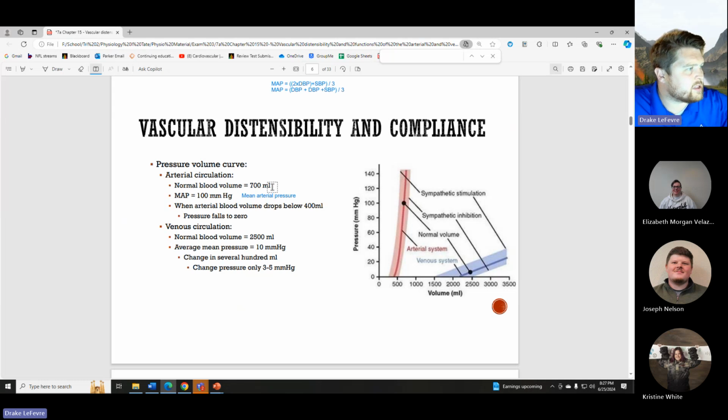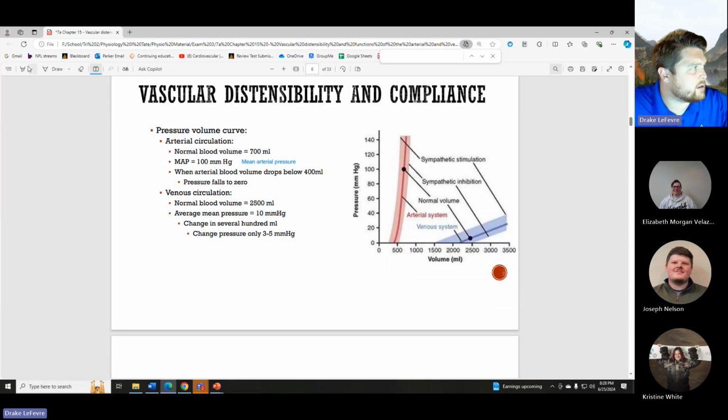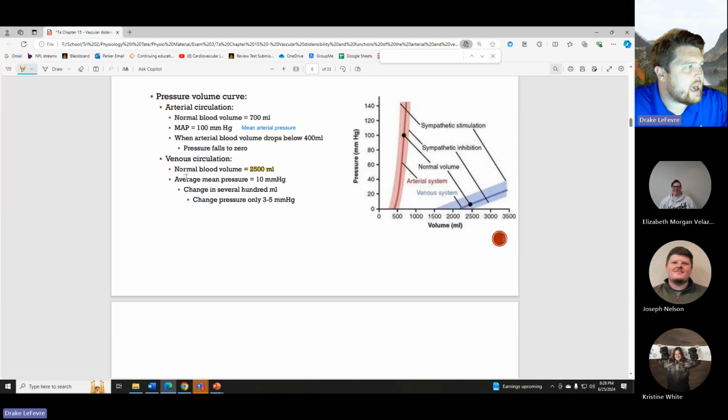So the normal blood volume is 700 milliliters. When arterial blood volume drops below 400 milliliters, pressure falls to 0, because if we have less stuff inside of the vessel, less stuff means less pressure. Venous circulation, again, has a whole bunch more blood compared to the artery side. Average mean pressure is only 10 millimeters of mercury.